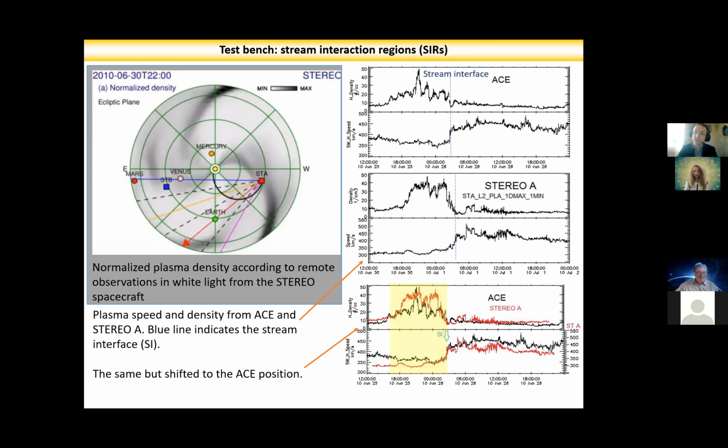And on the right side, you can see the plasma speed and density at ACE, which is in between Earth and Sun, and STEREO A during the SIR crossing. And on the bottom, you can see the data shifted to ACE's position in time, and it is clear that the structure of the SIR remains largely the same throughout its movement.